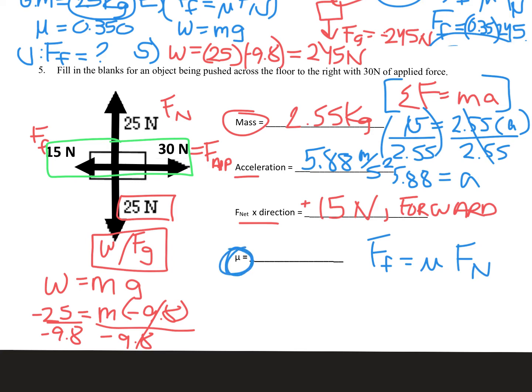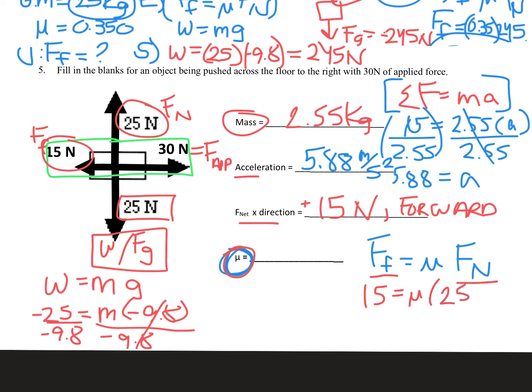I'm confident I can figure out that information. So what to do first? Okay, well, I've got my force of friction, which is 15 newtons, so I'm going to plug that in there. I'm solving for mu, the coefficient, so I'm going to put that there. What about my normal force? Oh, it's right here in my free body diagram.